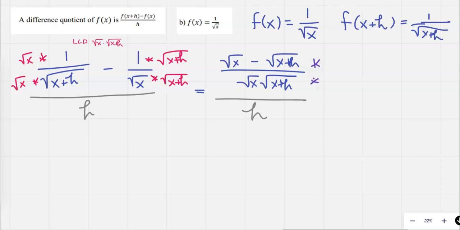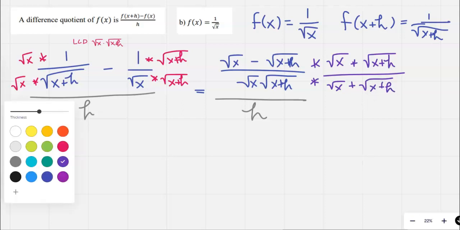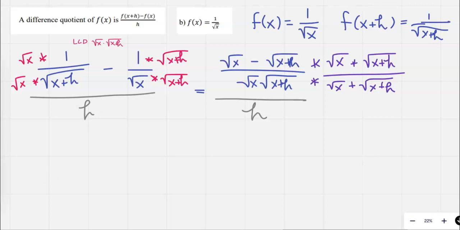So we're going to multiply the numerator and denominator by square root of x plus the square root of x plus h. Right? Same thing here. So whatever we do to the numerator, we do to the denominator. Okay? So once that's done, we've transformed our difference quotient yet again.